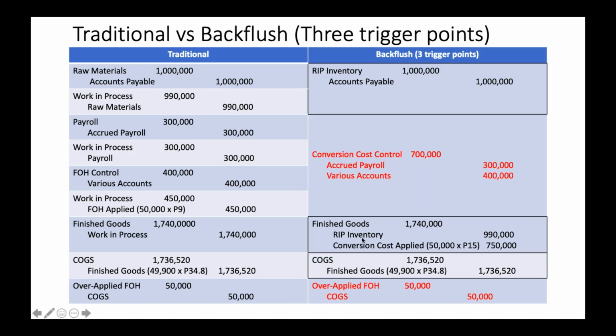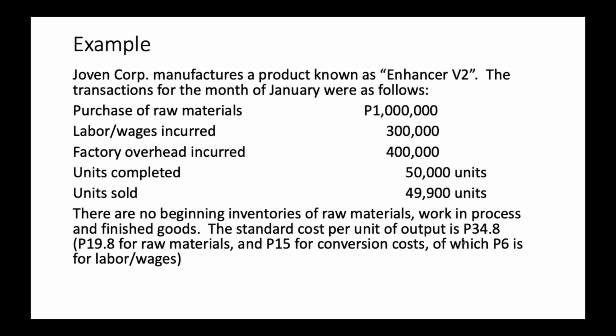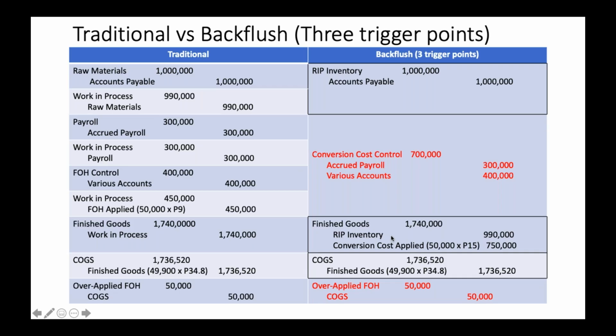And then credit raw and in-process inventory. We only used 50,000 at, how much was it? 19.8. Let me just go back. Yes, 19.8 raw materials. 50,000 times 19.8 raw materials, 990,000. And then credit conversion cost applied, that is 50,000 at 15 pesos, 750,000. Do not mind the red colored entries here. This should not have been entered yet.